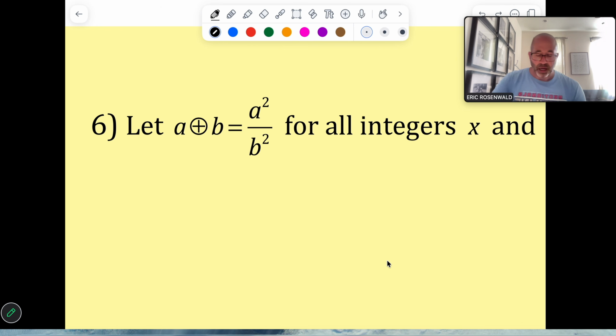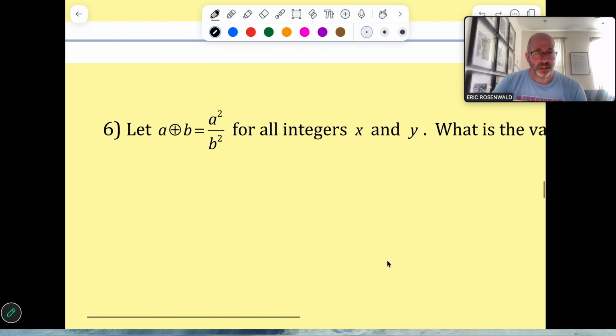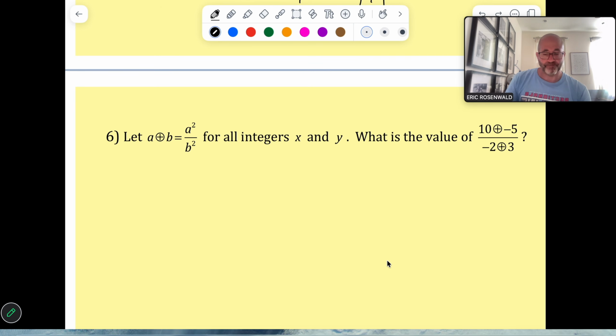Number 6, it says let a, and this is just a symbol saying that we just have plus, but the a plus b is equal to a squared over b squared for all the integers x and y. What that means is that any value we would have of x and y is always going to be the same. That if we have a plus b, it's just going to be a squared over b squared. This is worded a little bit funny, I'm not going to lie.